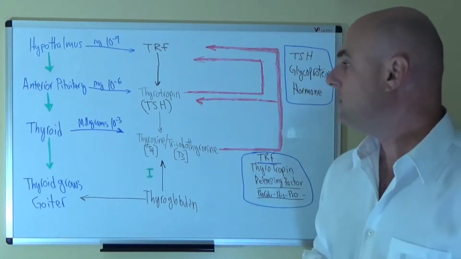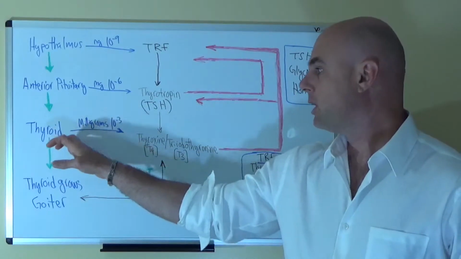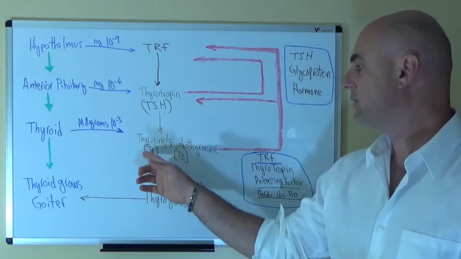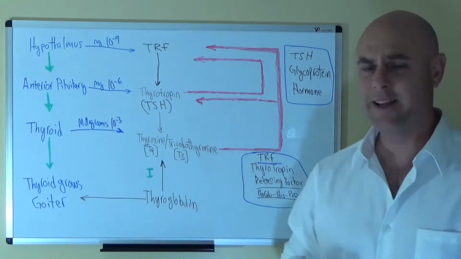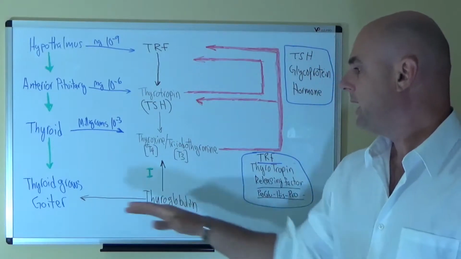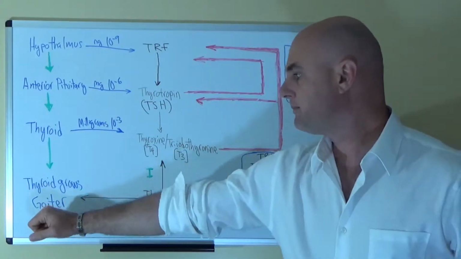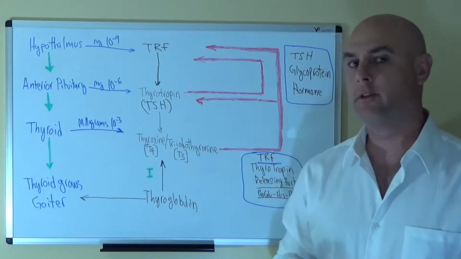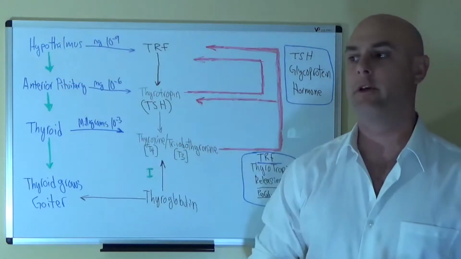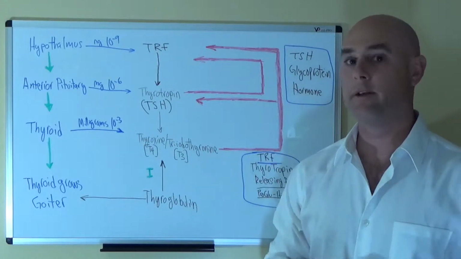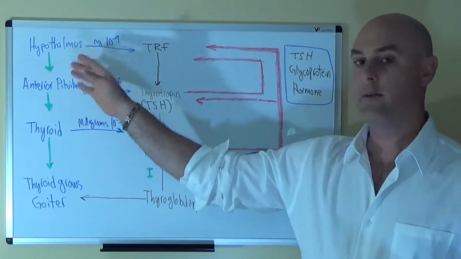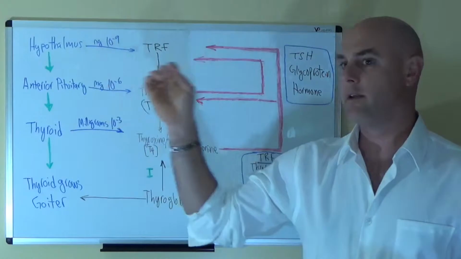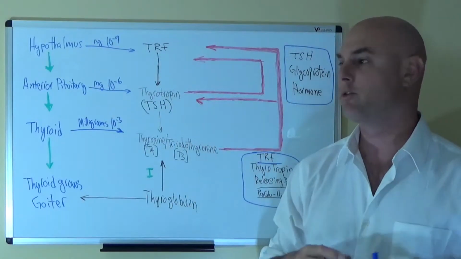Okay, so in this video, I'm going to go through what causes the thyroid to secrete T4 and T3 into the bloodstream, and what causes a goiter to form. Okay, so we're going to start at the hypothalamus, which is pretty much the master gland in the endocrine system, and its overall function is to control homeostasis.